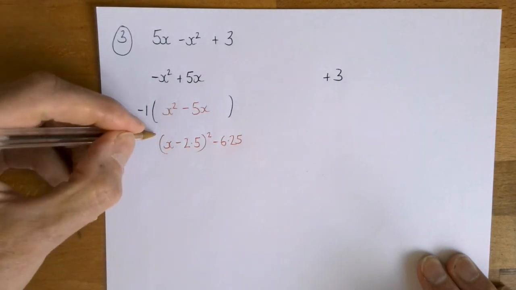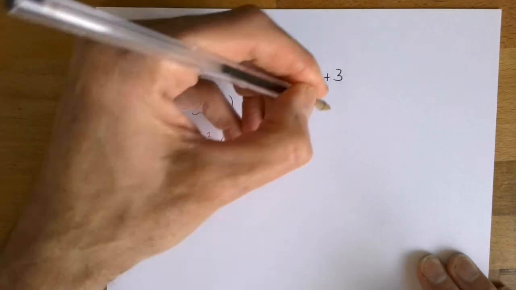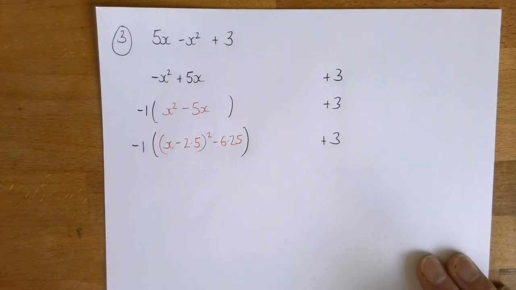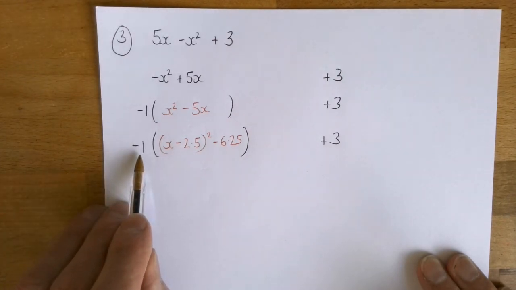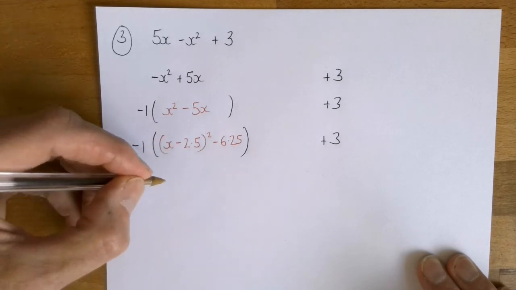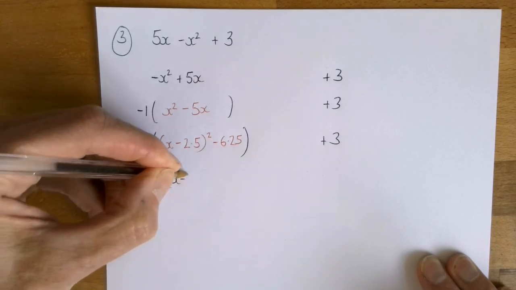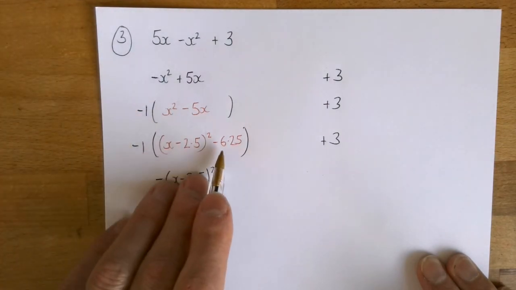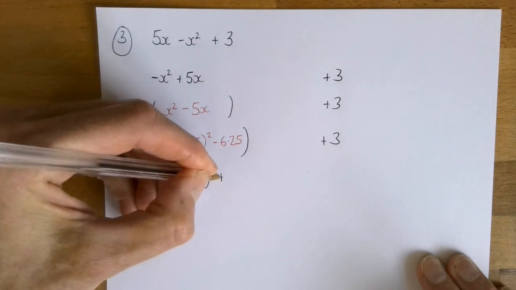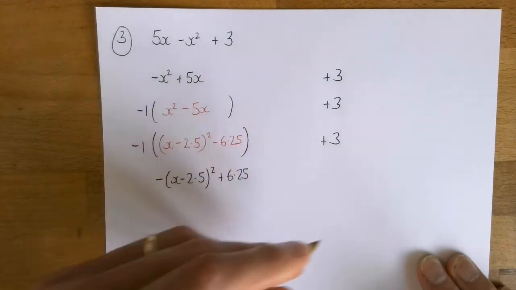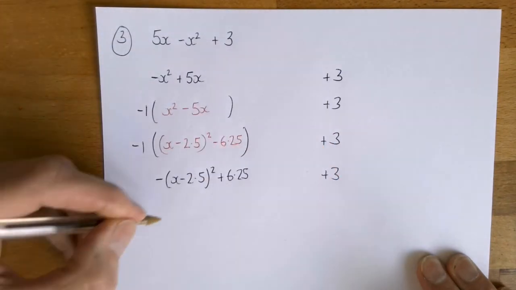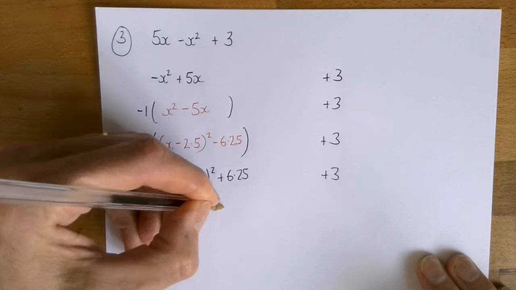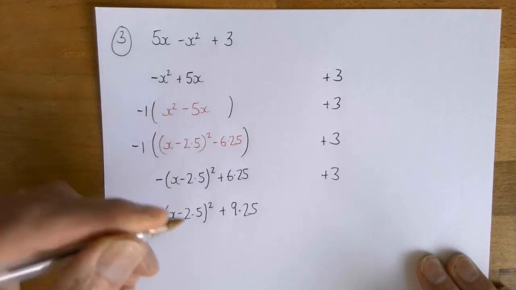Let's now remember that we've got a minus 1 outside the bracket, and I've also got a plus 3. So here's where the mistake could easily occur. We multiply the bracket, minus 1 times that. We don't change the bracket at all. We just write it as this. You could put minus 1 outside the bracket or just minus, that's what I tend to do. Minus 1 times minus 6.25 is plus 6.25. And we've got the 3. So my final answer is that.